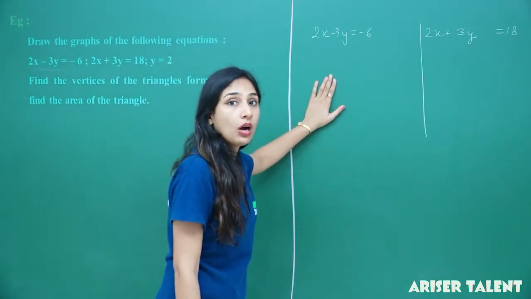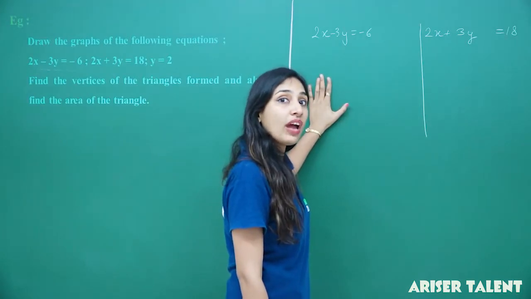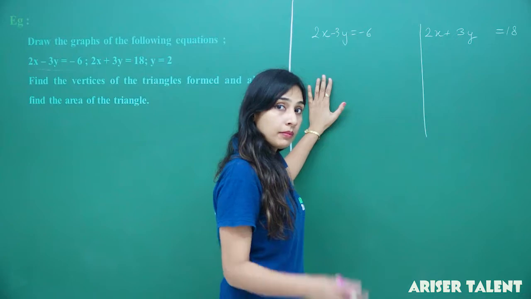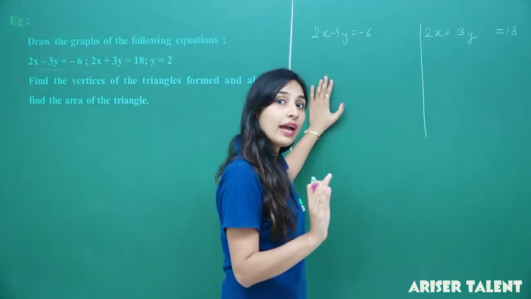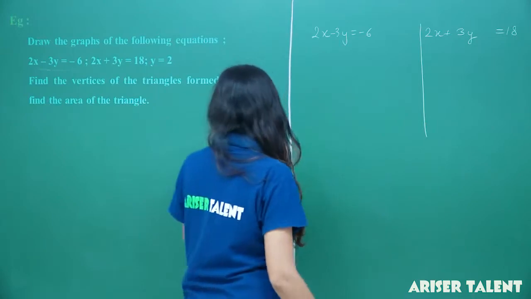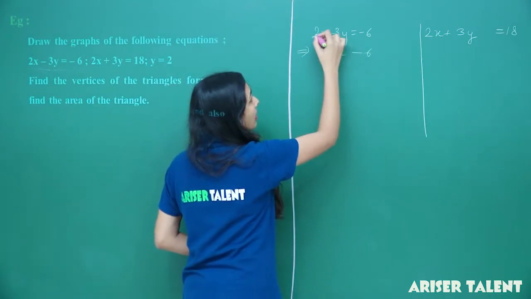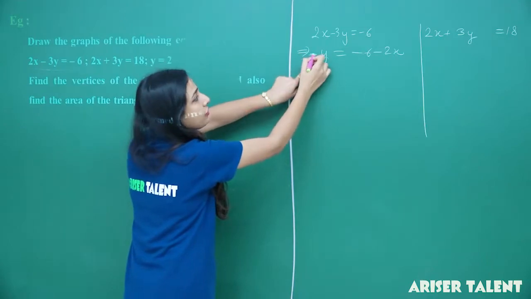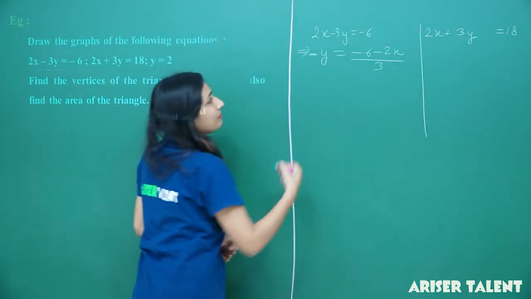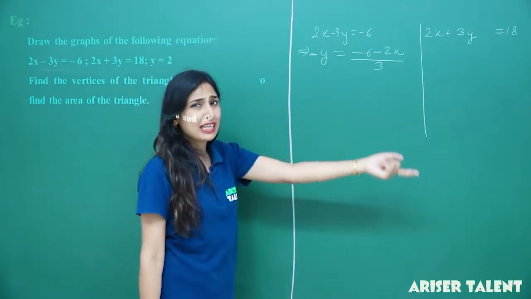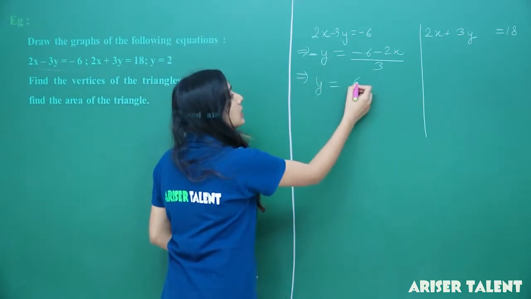Now what I've told you, how to make a graph, how to plot a graph with an equation. Just calculate the value of y in terms of x and put the values of x in that equation that you made, that value of y, okay, and then you'll be having values of x and corresponding values of y, and you'll put them into the graph, okay students, right. So for the first equation, this implies that minus y equals minus 6 minus 2x by 3. Now this minus minus will cancel out, eventually that will be positive, right? So it will become y equals 6 plus 2x by 3.